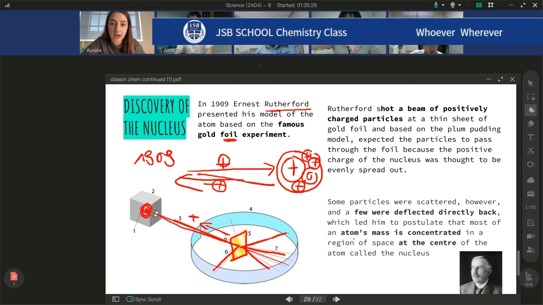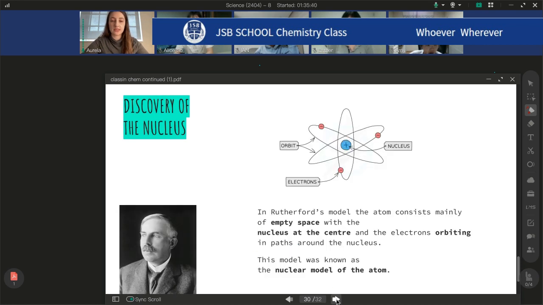So because of that, they found out that there has to be a center. It can't just be spread out like the plum pudding model. It has to be with a center. So in this case, we have this model, which we saw in our timeline. So now we thought there's a nucleus with a positive charge.